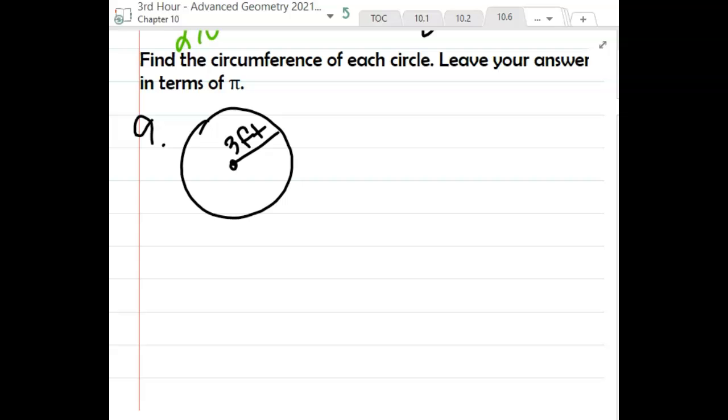Okay, remember we have 2 formulas. We have pi times diameter or 2 pi r. Which one will I use here? 2 pi r, because this is a radius. So we would take 2 pi, and my r is 3. Now I said leave it in terms of pi, but you do want to simplify if you can, because this is just multiplication. 2 times pi times 3. I can rearrange this, take 2 times 3, and call it 6 pi.